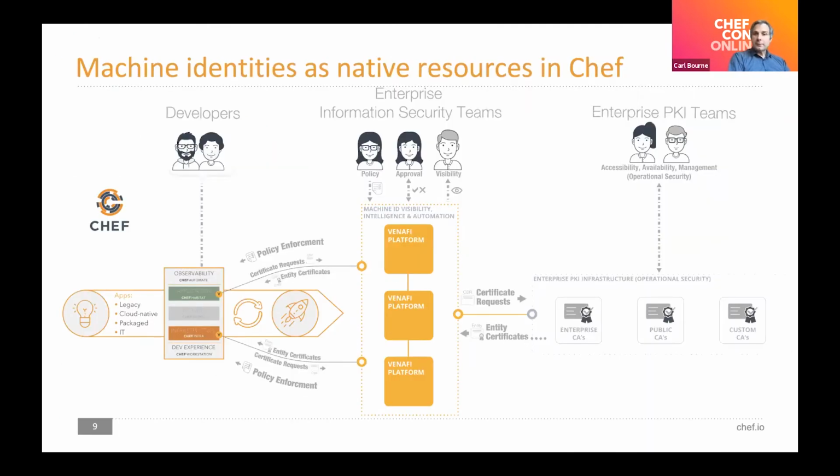Quick conceptual diagram of what you're going to see in a moment. We have the Venafi platform in the middle, and then we have enterprise PKI teams over here on the right-hand side, controlling the certificate authorities within the enterprise and externally. And then in the middle here, we have our enterprise security teams that pretty much control access to all of the certificate authorities. And then we have our developers over here that are going to be using Chef. And you can see here we have Chef Habitat, and we're going to be looking at Chef Infra.